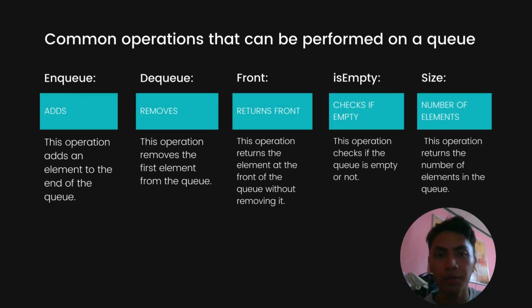Common operations that can be performed on a queue: NQ, or adds. This operation adds an element to the end of the queue. DQ, or removes. This operation removes the first element from the queue. Front means return front. This operation returns the element at the front of the queue without removing it. Is empty, or checks if empty. This operation checks if the queue is empty or not. Size, number of elements. This operation returns the number of elements in the queue.